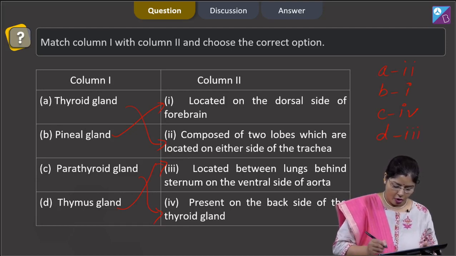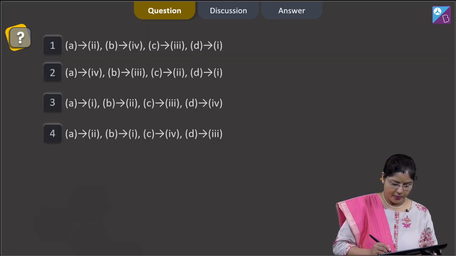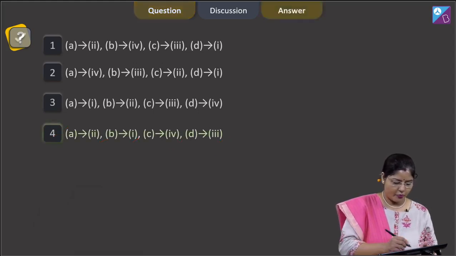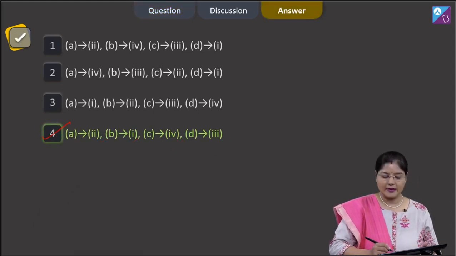Now let's see the options. A with 2, B with 1, and C with 4, then D with 3. This combination is given in option number 4. So correct answer is 4th option. Proceeding to the next question.